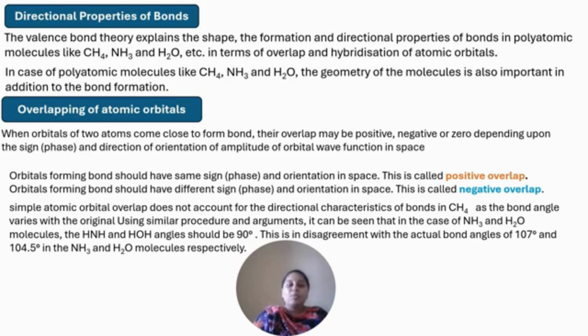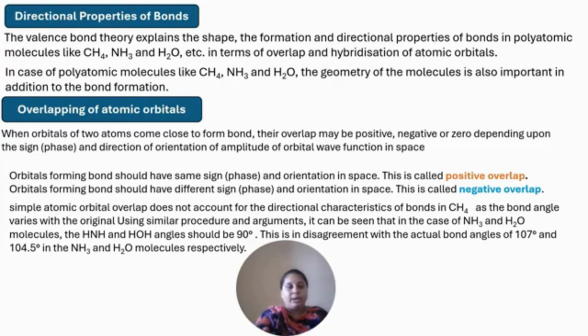So for a simple molecule like CH4, the bond angle varies from the original calculation. In the case of NH3 and H2O, the HNH and HOH bond angles should be 90 degrees, but actually they are 107 and 104.5 degrees in NH3 and H2O molecules. That is why studying these properties of molecules with respect to overlapping is also important.